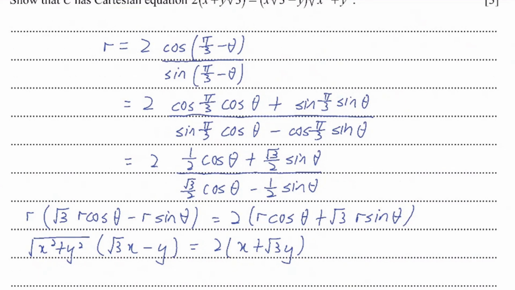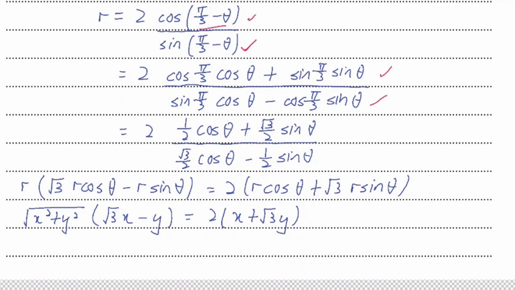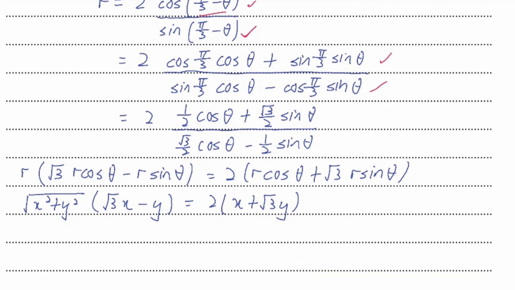So what we could try to do is write the cotangent as cos over sine, and the angle inside there is not nice. We have pi over 3 minus theta, not just theta alone. So we need to use the compound angle formula. The first one is cos(A minus B), which is cos A cos B plus sin A sin B. The denominator is sin(A minus B), which is sin A cos B minus cos A sin B. Use the compound angle formula to simplify that a little bit.